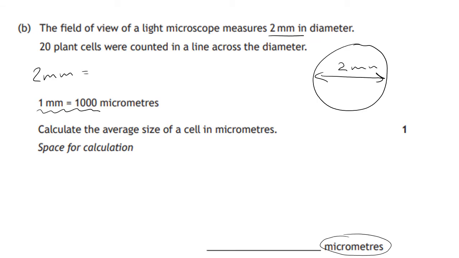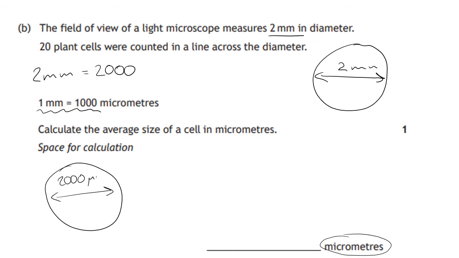Now look at this bit here. It says 1 millimeter is 1,000 micrometers. So I've got 2 of those, so 2,000 micrometers. Okay? So across the way, I have got 2,000 micrometers. That's my size. Now it's not given us a picture to count the cells across, but it's told us how many cells are going across. So I do 2,000 divided by 20, and that gives me 100.